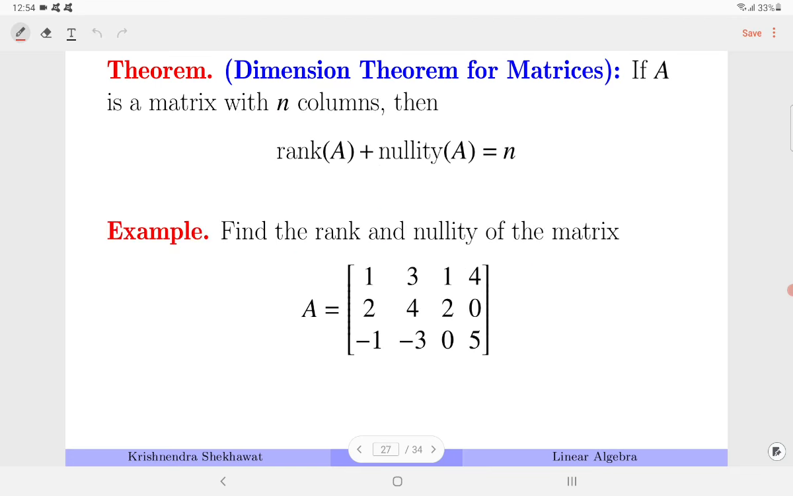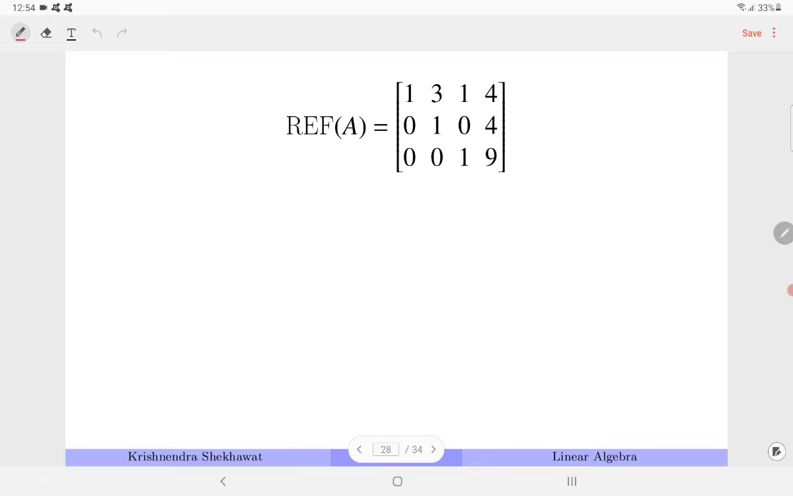So for example, find the rank and nullity of this matrix. To compute rank and nullity, I need to compute its REF. From there I will get the pivot entries. If you compute the REF, you can see that these three are pivot entries, which means rank A is equal to 3. Now 4 columns are there, which means 4 variables. So nullity is equal to 4 minus 3, which is equal to 1.